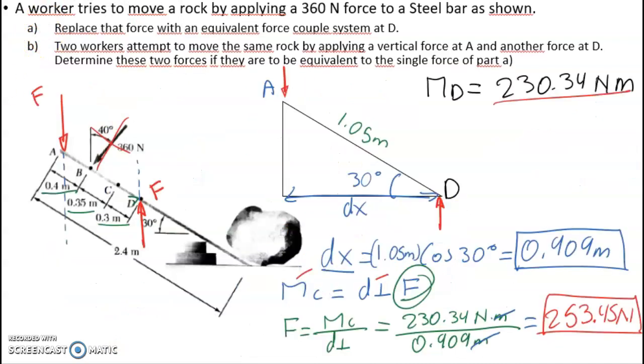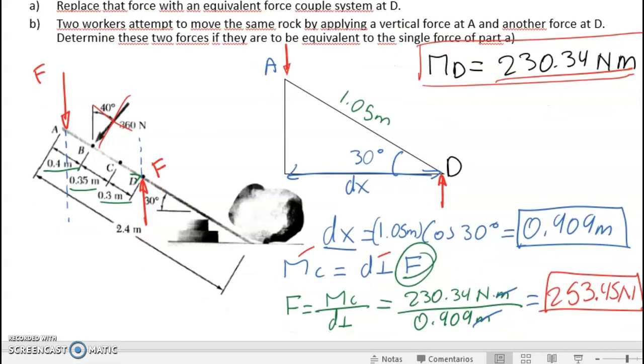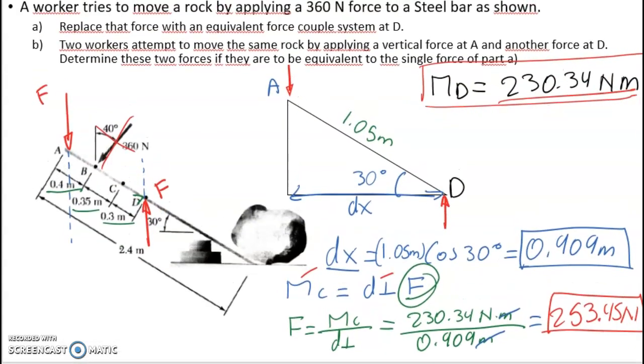To obtain a positive moment with vertical forces, we require that the one on the left goes down, which it is, and the one on the right goes up, which it is actually. So we're correct. This disposition of forces will deliver exactly this moment if these forces have a magnitude of 253.45 newtons each.